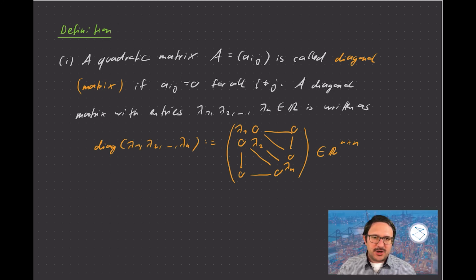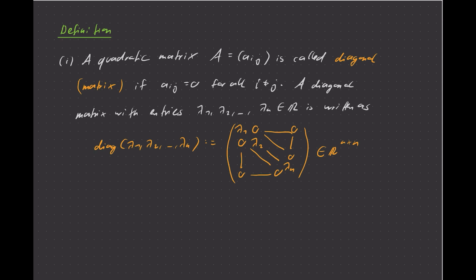And one very special diagonal matrix is the one that has only ones on its diagonal. Those matrices will be called identity matrix. The reason for that name will become clear in one of the later videos when we deal with matrix multiplication.